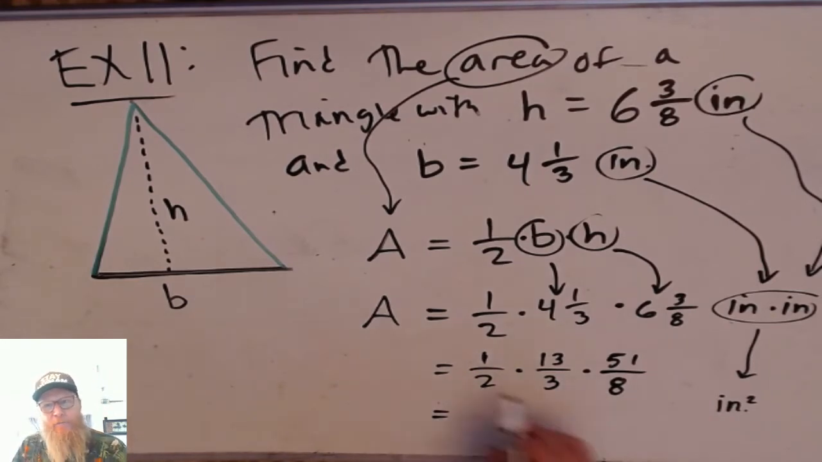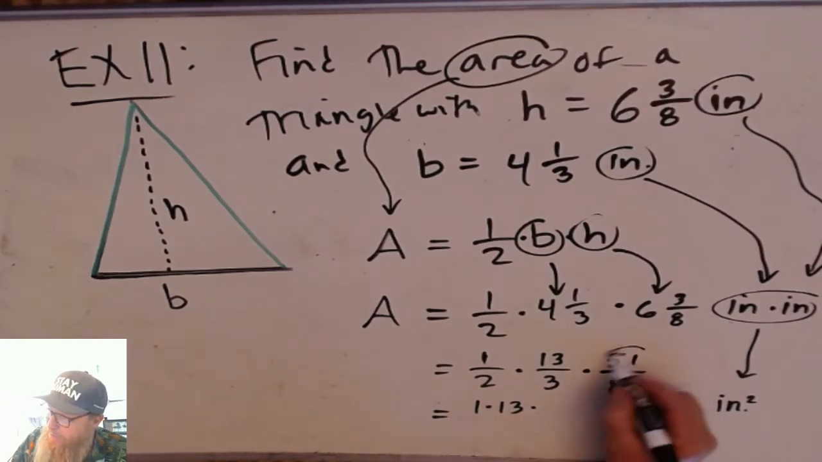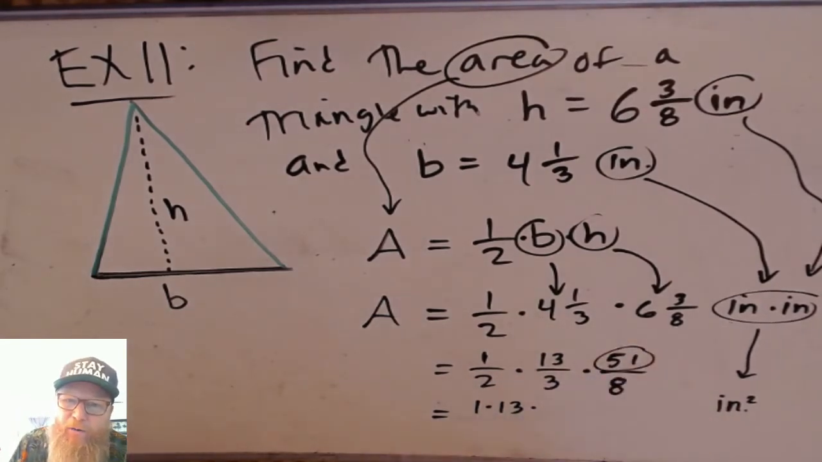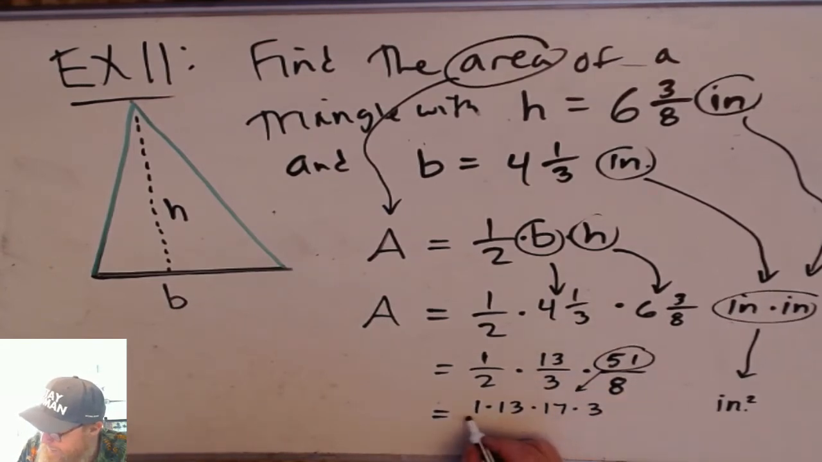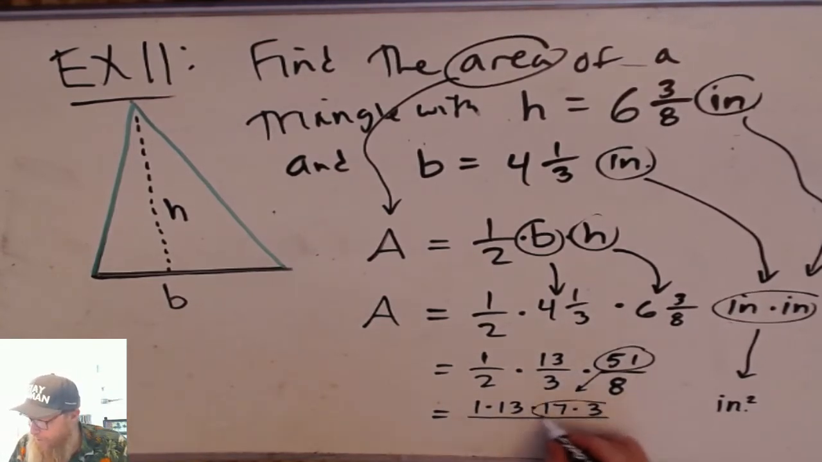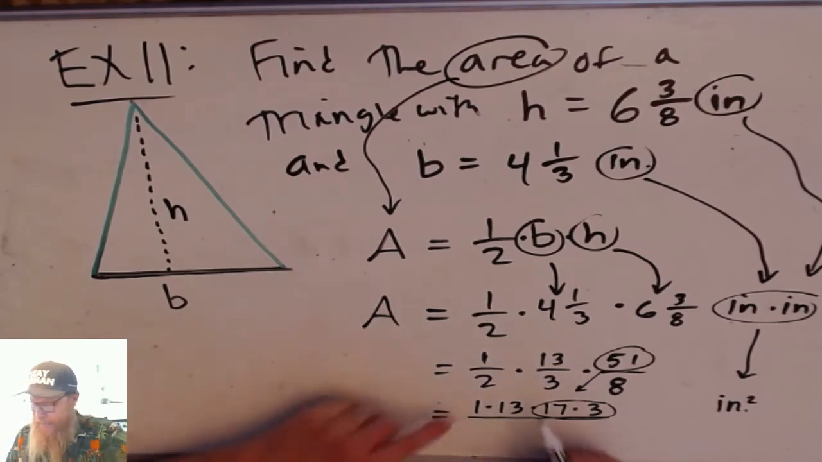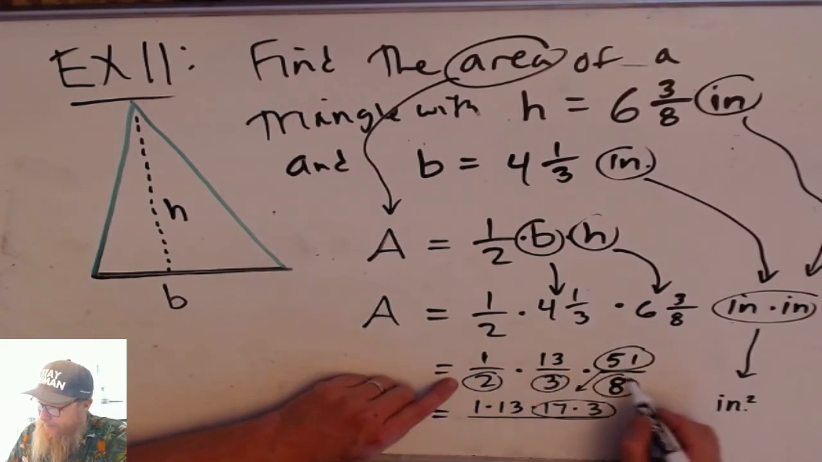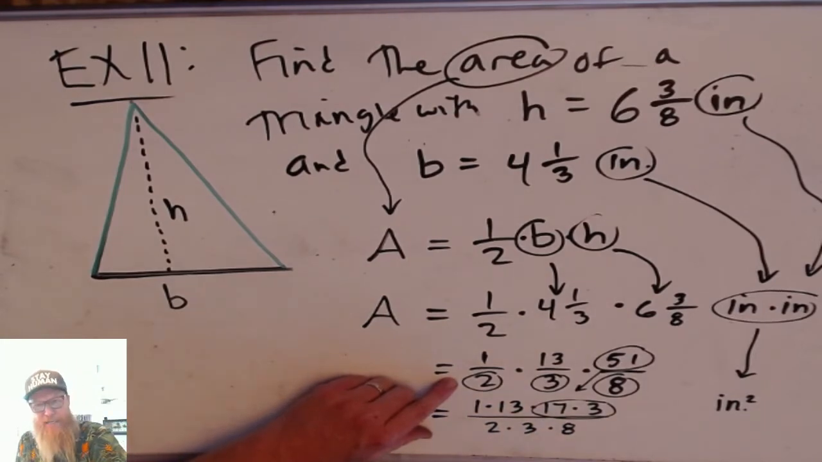Okay, multiply straight across. 1 times 13. You might as well try to reduce it while we're going, or you could wait till the end if you want. I'm getting real tight on space here, so I'm going to save a line and go ahead and reduce. So 51 is 17 times 3. That's one of those ones you just have to remember. 17 times 3 is 51. The bottom, there's not much you can do with the denominator, so I'm just going to leave it as 2 times 3 times 8.